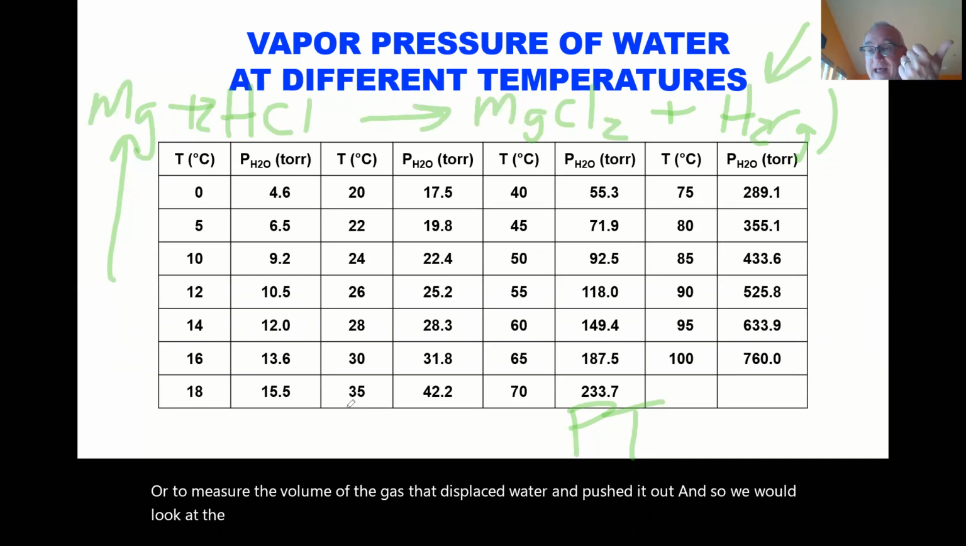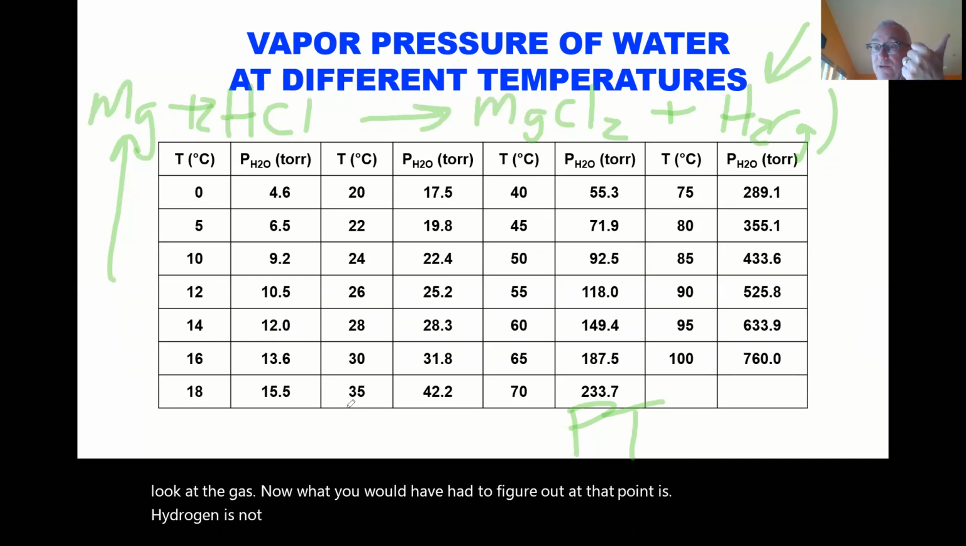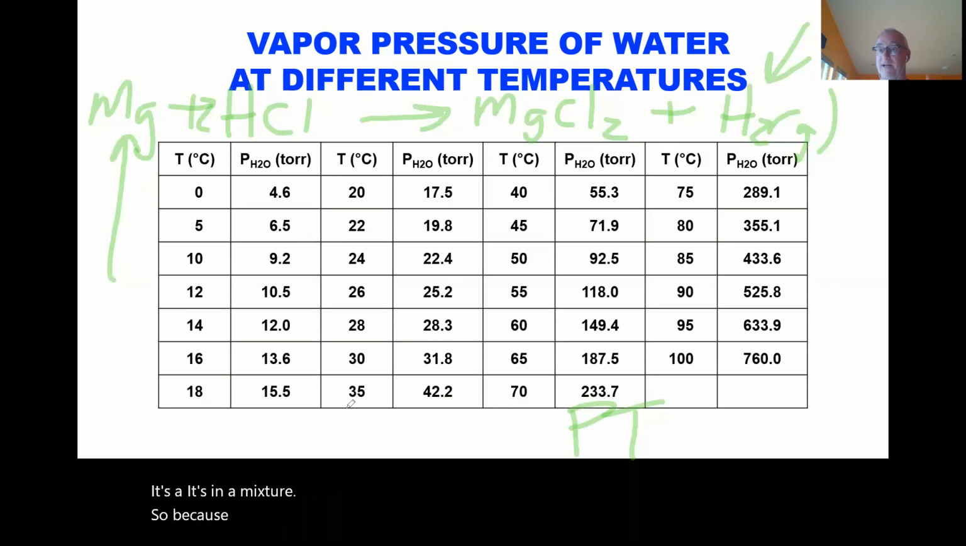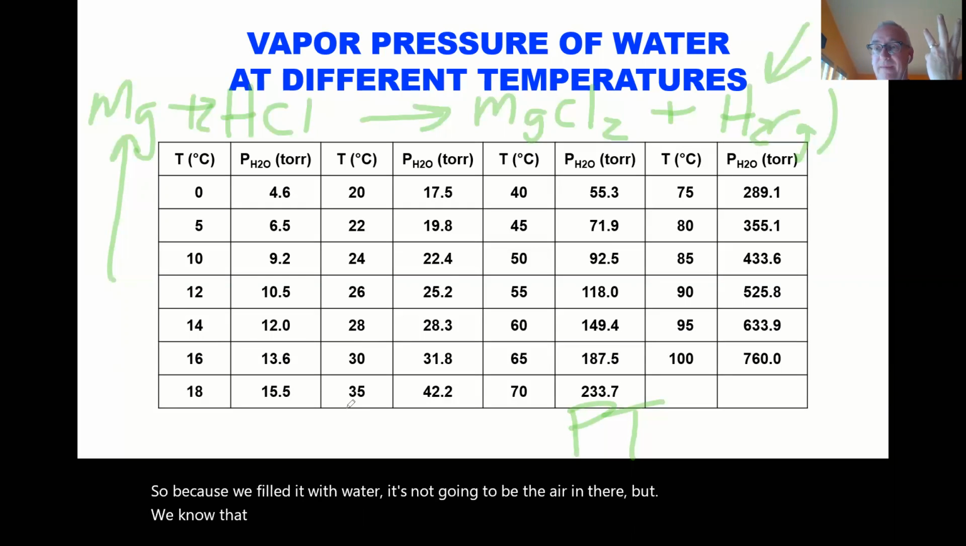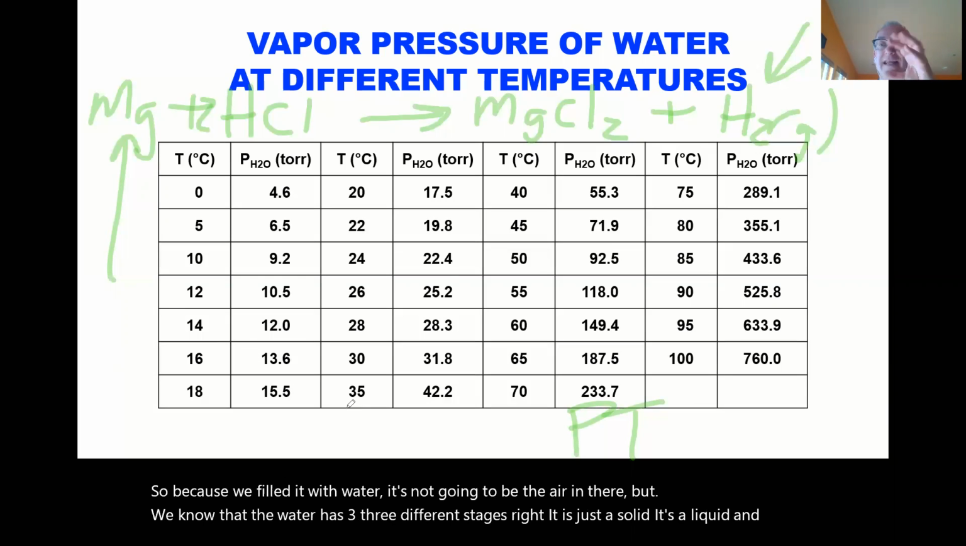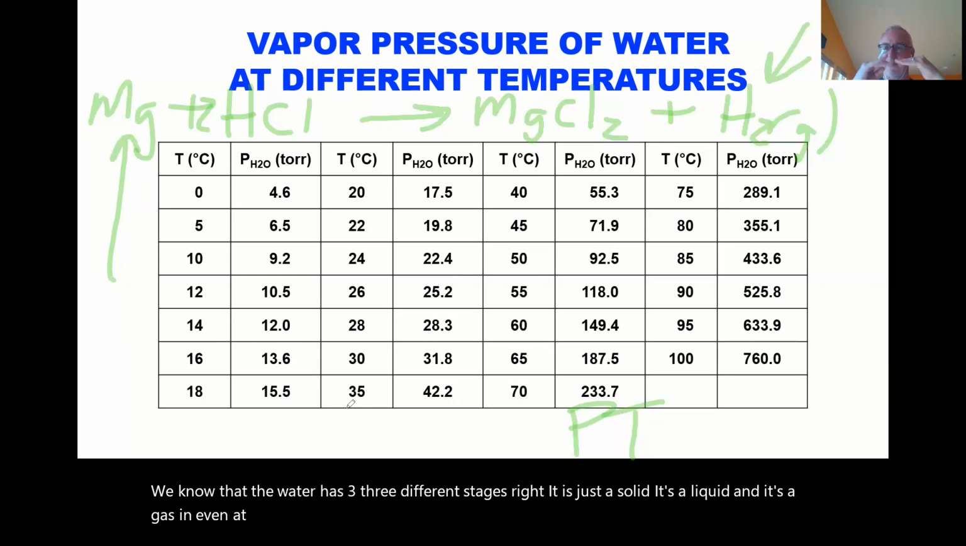Now, what you would have had to figure out at that point is hydrogen is not the only gas in the tube. It's in a mixture. Because we filled it with water, there's not going to be any air in there. But we know that water has three different states, right? It's a solid, it's a liquid, and it's a gas. And even at room temperature, a certain amount of that water is going to be vapor.